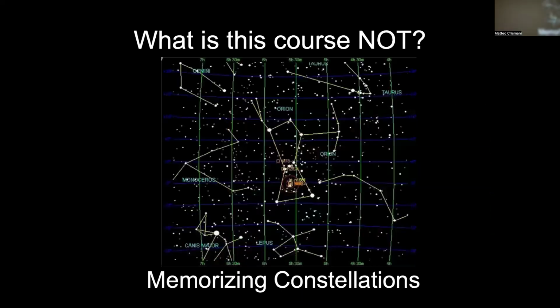What isn't this course? Memorizing constellations. We won't do that. I don't even know them, and I work at the observatory. So I practice before I go out there and try to see them, and then some 6-year-old's like, actually, I think it's that. And they're right. So that happens. You just got to know how to have grace when you say that you're wrong.